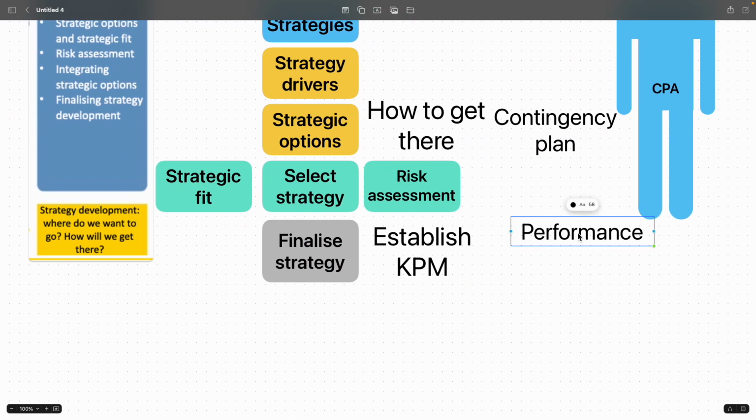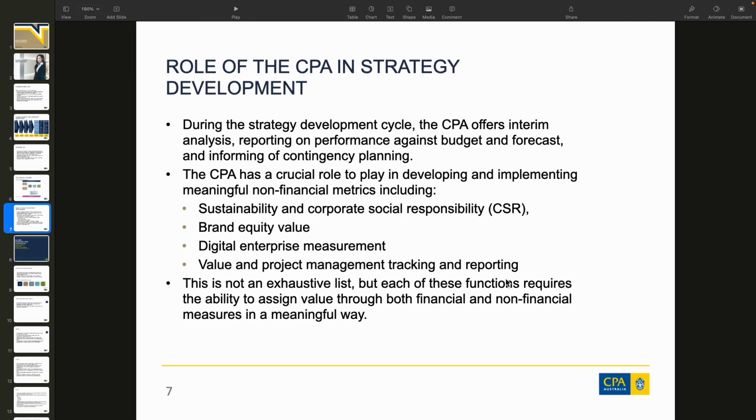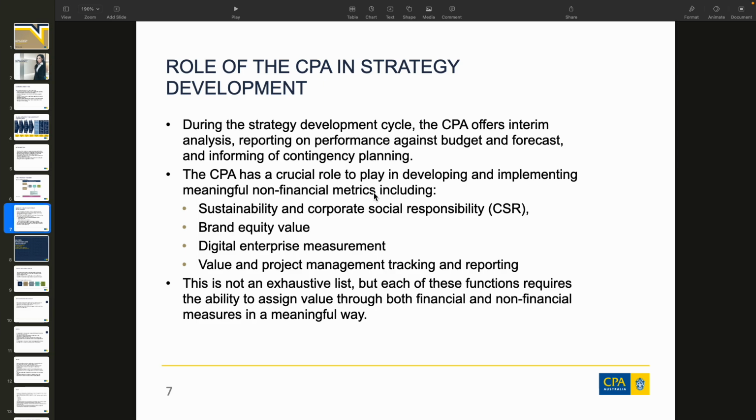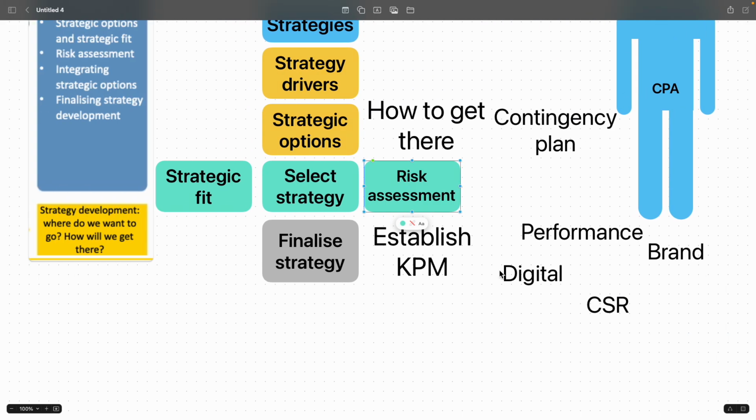What are your KPMs? So here we have CSR, brand metrics, and you might even have sustainable corporate governance, brand equity, digital enterprise, so your digital performance. As of now, you need to look at all your Facebook, your Twitter and all that. And value and project management tracking reporting. So what are all the projects that you have? You have value tracking, and you also have project tracking.